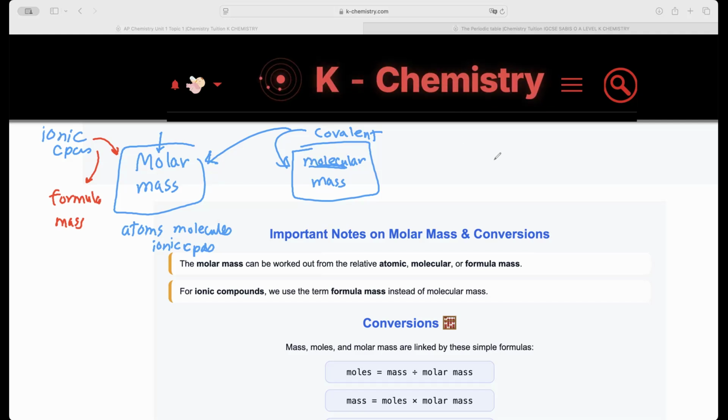Never, because I see this mistake very many times. People talking about ionic compounds say molecular mass. You cannot have a molecule in an ionic compound, as we will see later in the next topics.